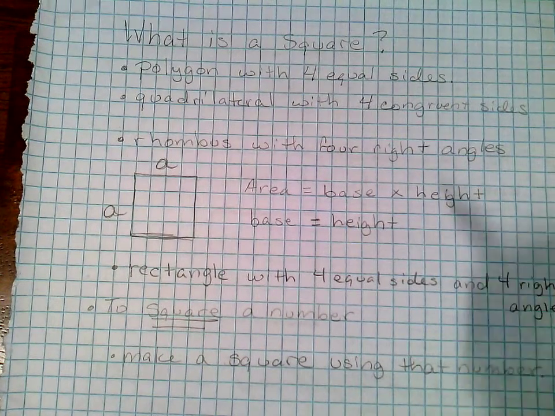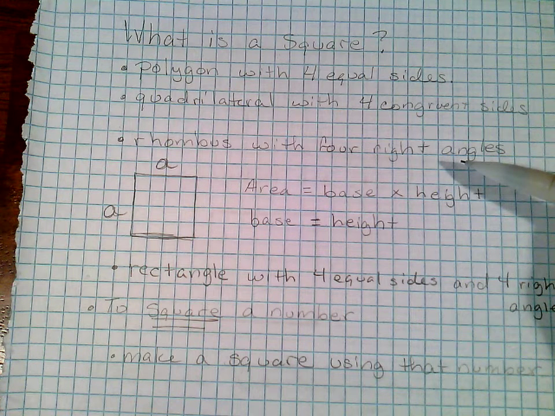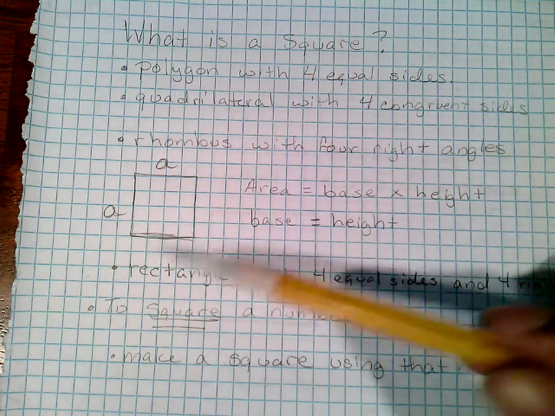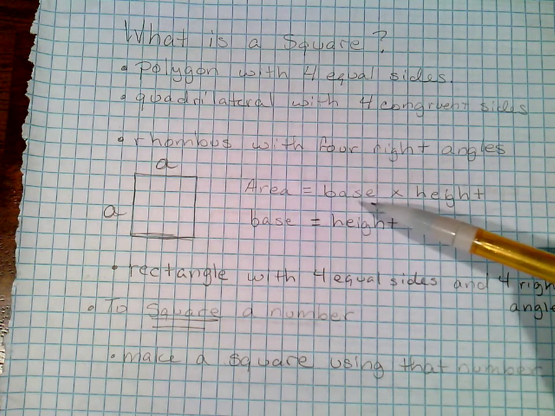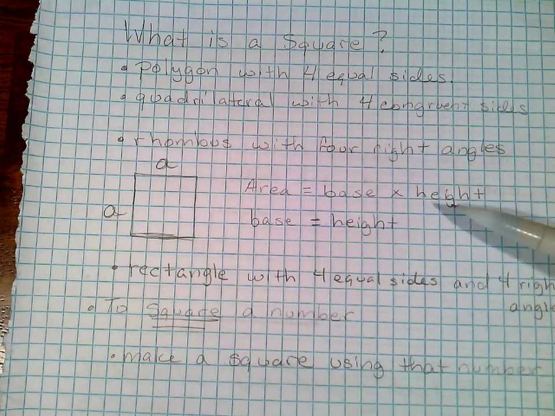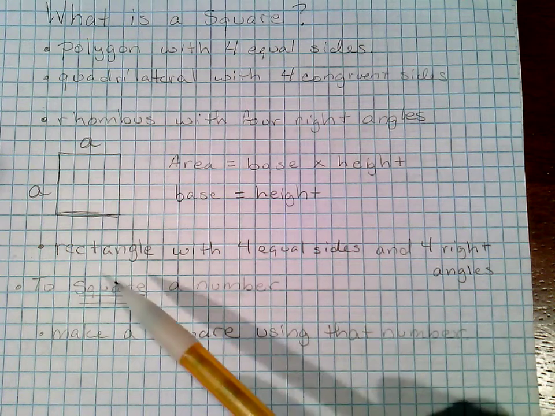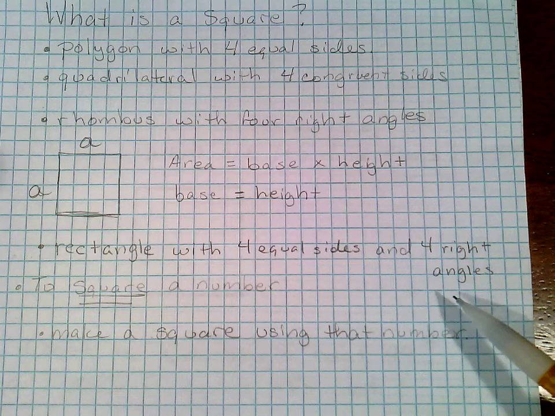A square can be defined as a polygon with four equal sides, a quadrilateral with four congruent sides, a rhombus with four right angles. Also, we see that a square will have an area that can be found by multiplying the base times the height, where the base will be equal to the height. Also, a square can be defined as a rectangle with four equal sides and four right angles.